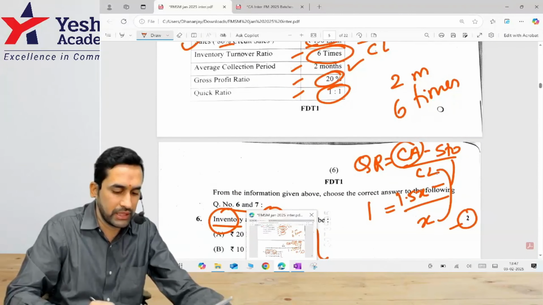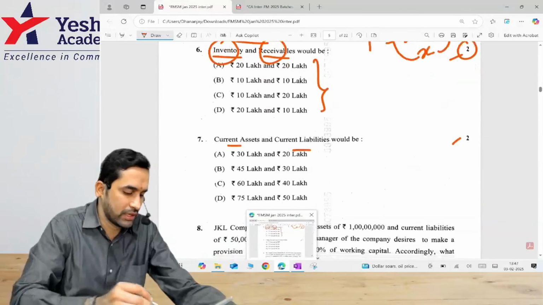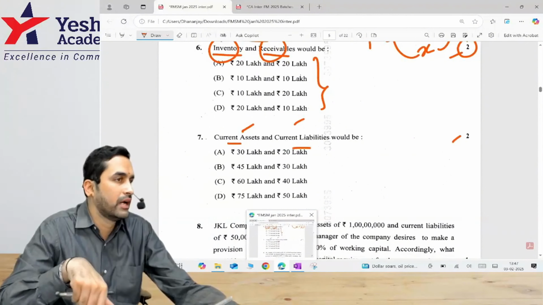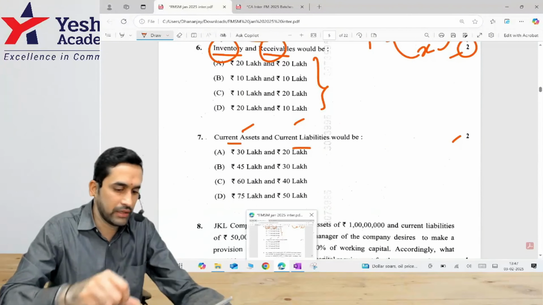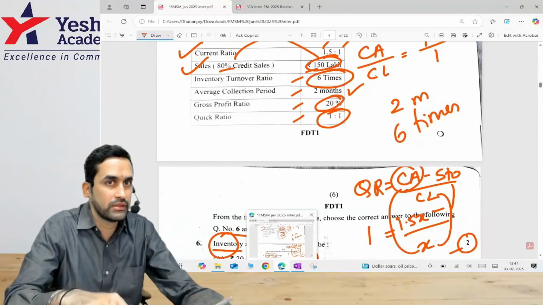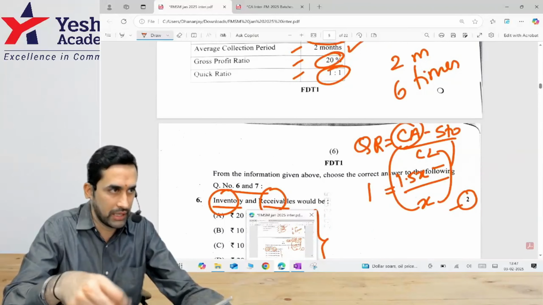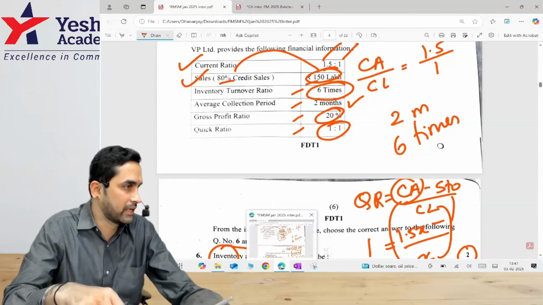X value will be CL value. 1.5 of that will be current asset value. And that is your next question. How much is CA and how much is CL? Easy 4 marks actually. And that too, ratio analysis, there are so many complex formulas they can ask. They have asked the very basic simple GP, debtor and inventory.